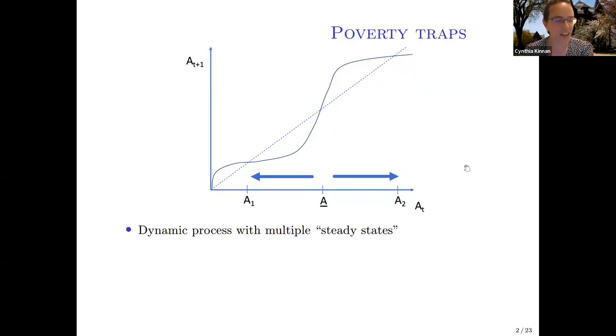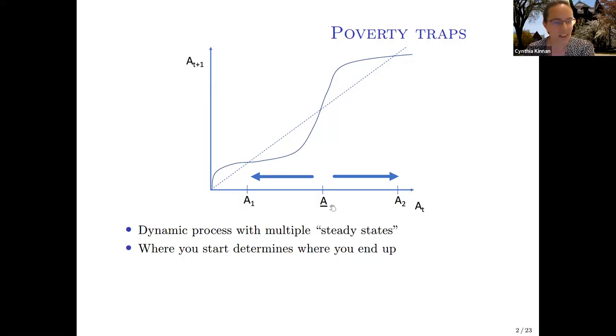What do I mean by a dynamic process? I mean that how much assets, A sub T, you have today is going to affect your ability to generate assets for the future. Or to put that another way, it just means that where you start determines where you end up.